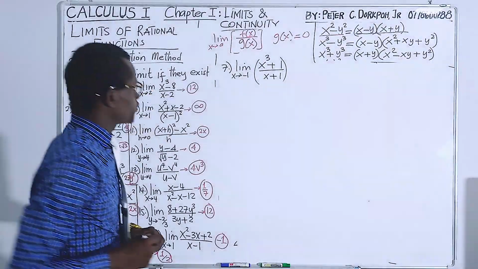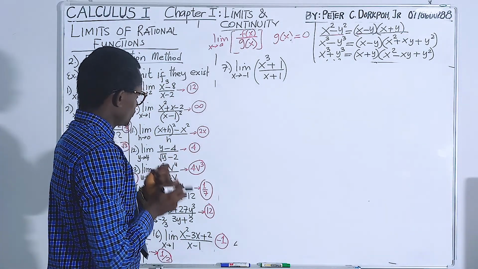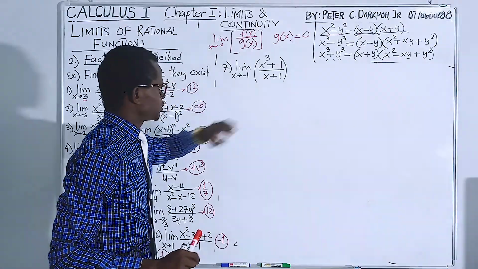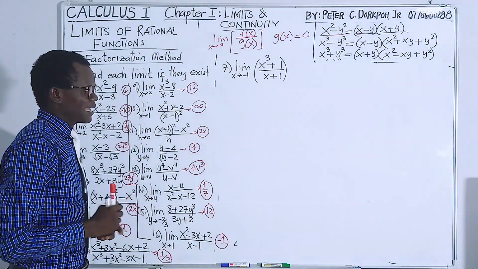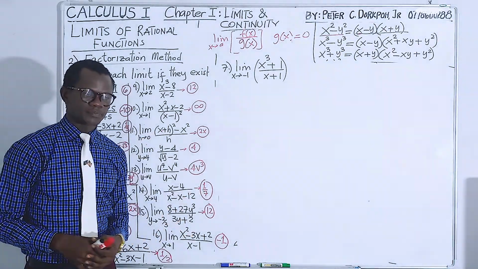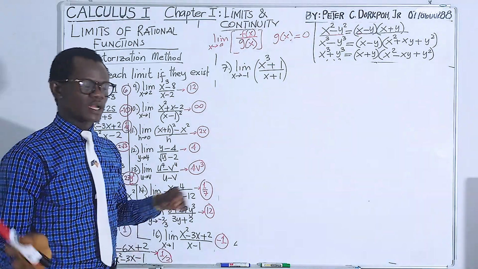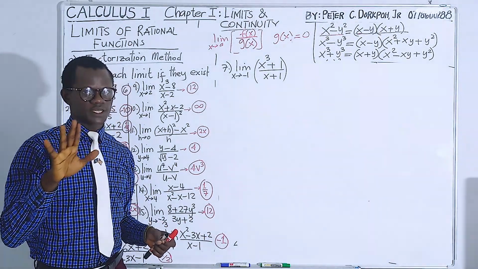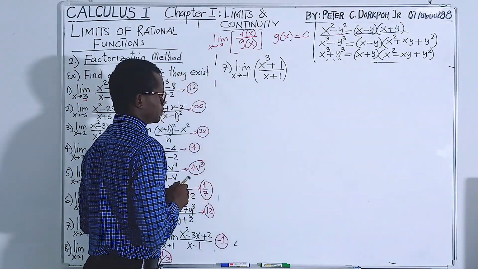Now let's do the next one, right? What if we were asked to find the limit of this rational expression? But then, in one case, we're asked to use the factorization method. In another case, we're not told whether to use factorization or not. So we're going to solve it two ways. Let's do the first one. What if we're told to use the factorization method?